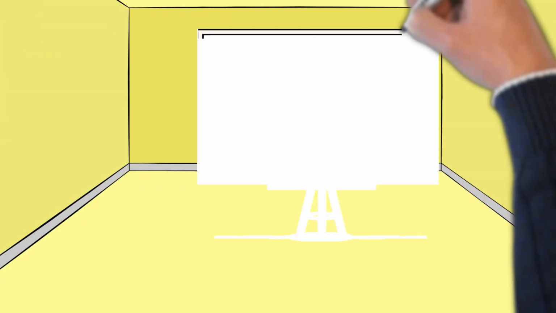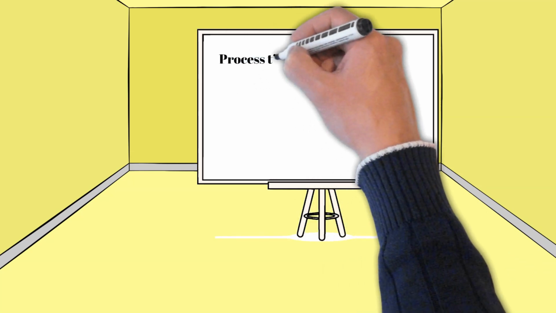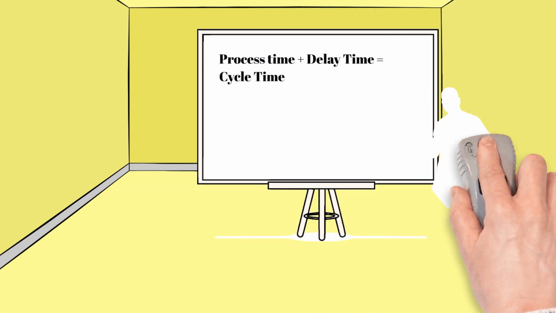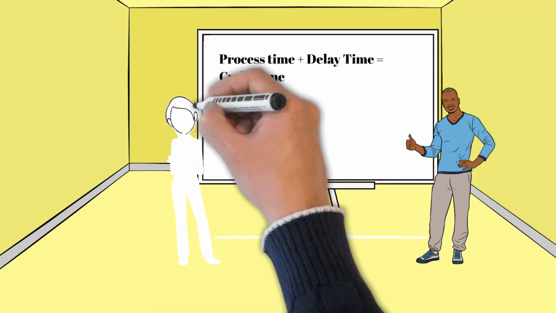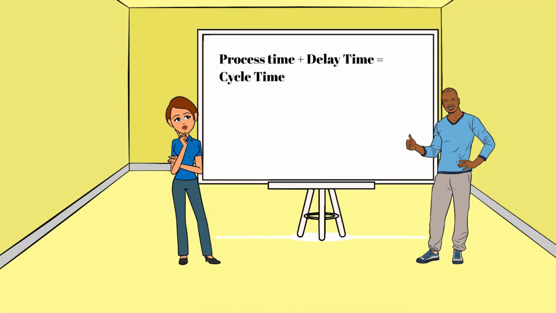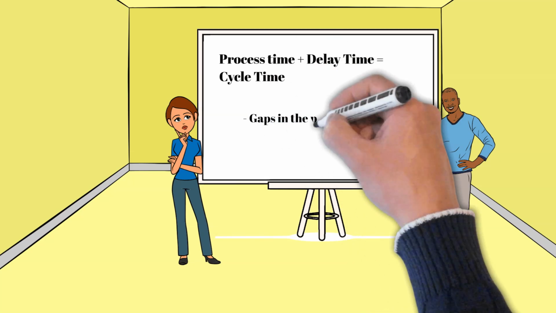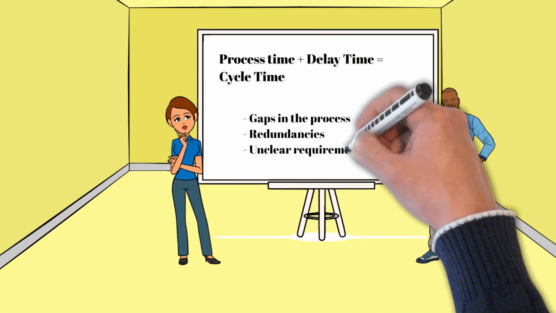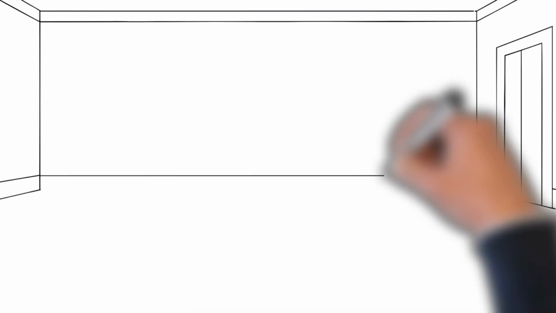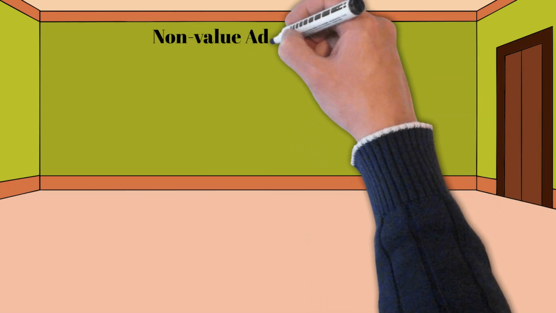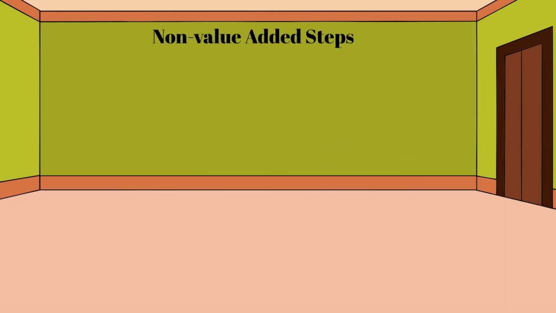Once you've built the process map or SIPOC table, you can use either of those to analyze the cycle time of the process. The cycle time is the process time plus all delays. The typical types of delays are gaps in the process, redundancies, unclear requirements, and inefficient process. After you finish the SIPOC and process map and record cycle times, now you need to identify non-value added steps.